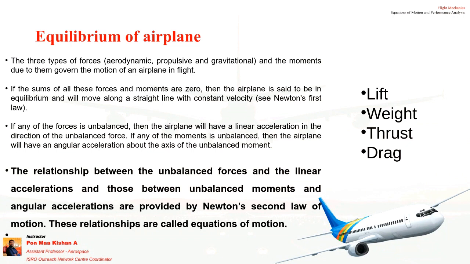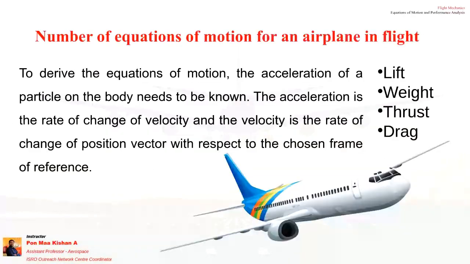Right. So moving to the next slide. Number of equations of motion for an airplane in flight. To derive the equations of motion, the acceleration of the particle on a body needs to be known, right? So acceleration for every aircraft. If I am saying that it is in cruising condition, in cruising level, then I need to know the acceleration of the aircraft, and in order to maintain that stable condition, we have to maintain the constant acceleration.